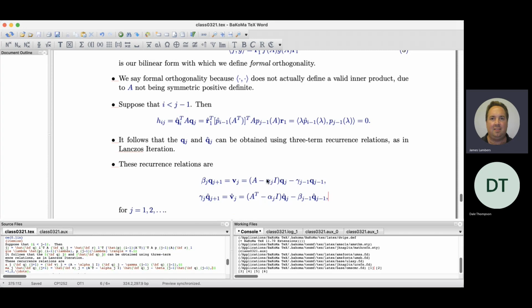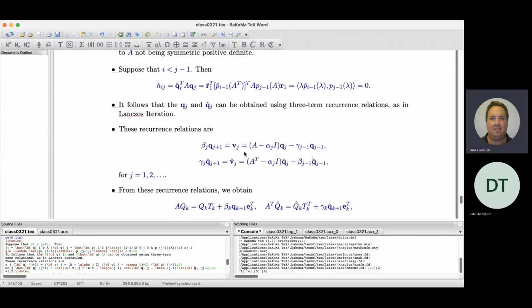So this is exactly the same kind of recurrence relation we saw in the Lanczos algorithm, and then again here just with different constants and A transpose instead of A. So now we have an efficient way of generating these 2 biorthogonal sets of vectors. So this works for formally orthogonal polynomials just as well as for truly orthogonal polynomials.